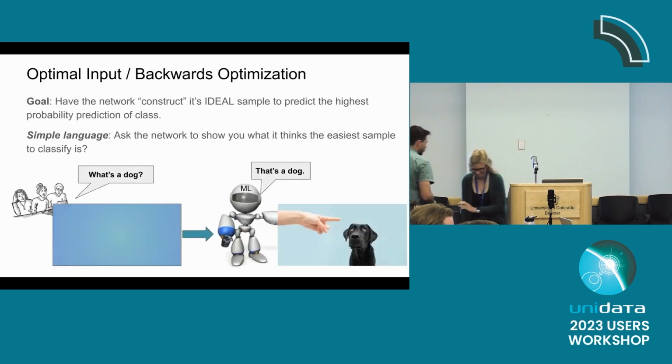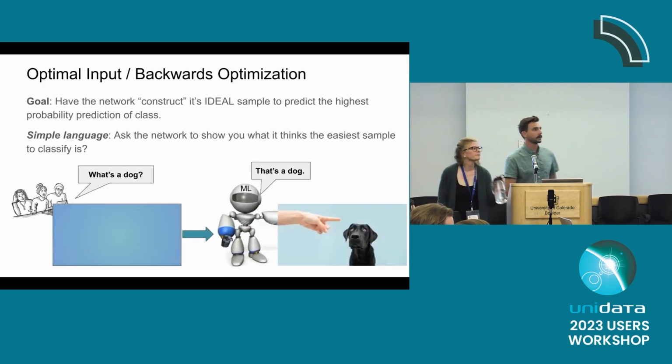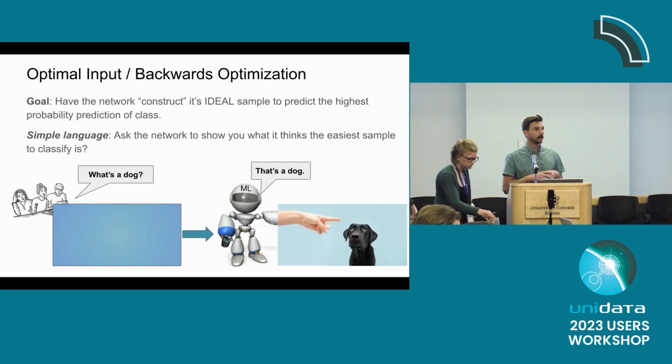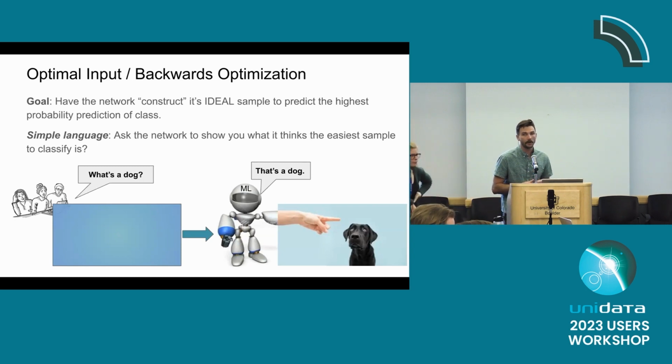Cool. So yeah, the second method that we're going to be talking about today is called optimal input or backwards optimization. And really the goal of this is to have your network construct its ideal sample to give the highest predicted probability of a predicted class. So in simple language, I want to ask the network to show me what it thinks is the easiest sample to classify. The home run, I knocked this out of the park. This is going to be super simple.